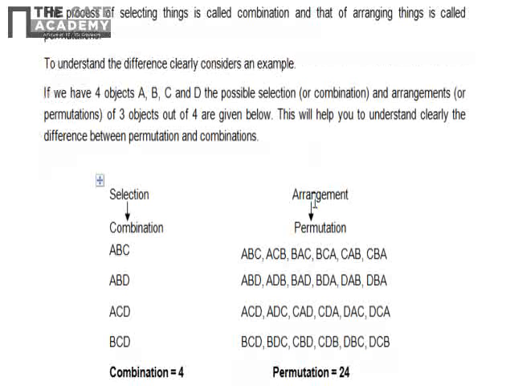Suppose there are four objects A, B, C, D, from which three objects have to be taken. The first combination, first selection is ABC. Now, in this ABC, we can have multiple permutations: ABC, ACB, BAC, BCA, CAB, CBA. That means in a single combination, we are getting 6 permutations, because in permutation order is important. Similarly for all others, you will get number of combinations equal to 4 and number of permutations equal to 24. So, this is the difference.